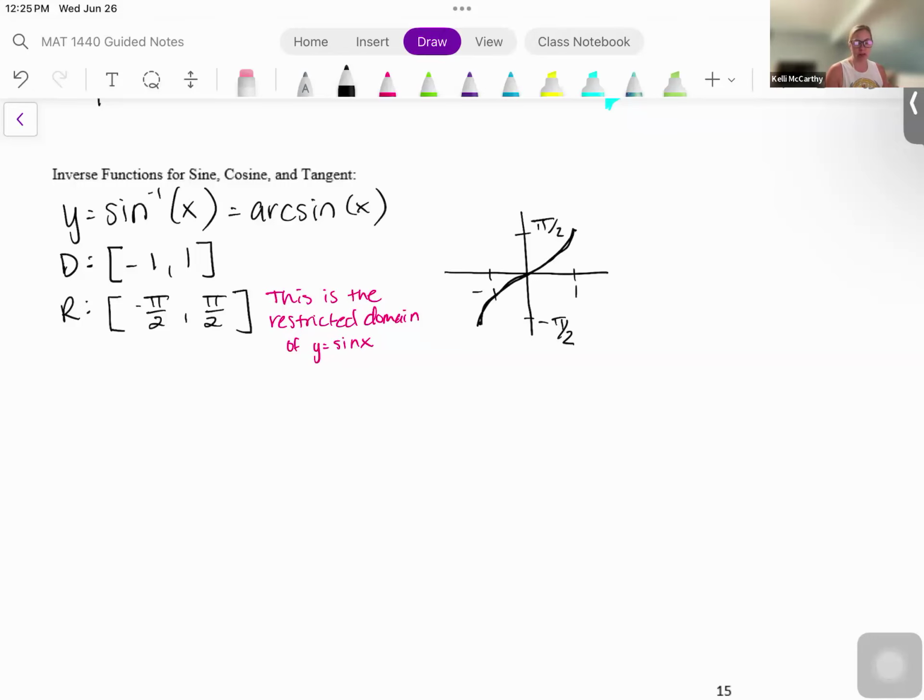But what I want to focus on is the range here. What this means is that if I were to plug in something into our inverse sine function, the output, which is going to be an angle, since we use our inverse trig functions to evaluate or find an unknown angle, is going to be between negative pi over 2 and pi over 2. So if we think about this in terms of the unit circle, our inverse sine function is going to give us an angle in either quadrant 4 or quadrant 1.